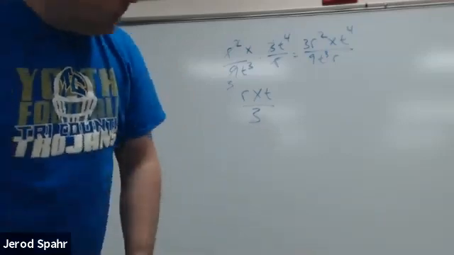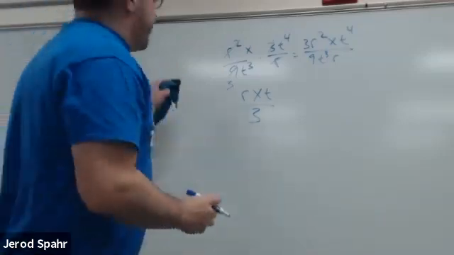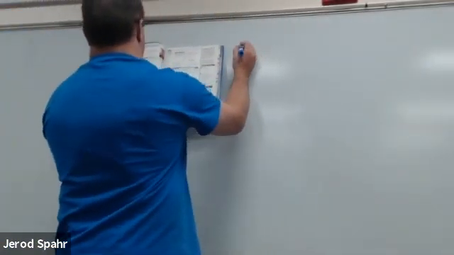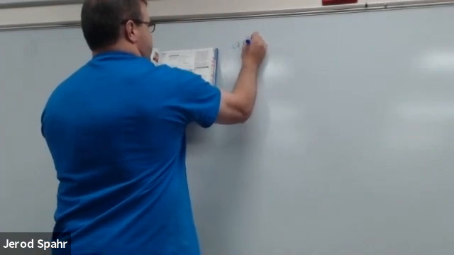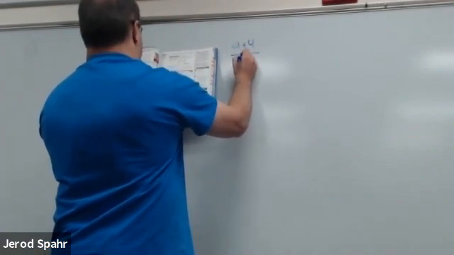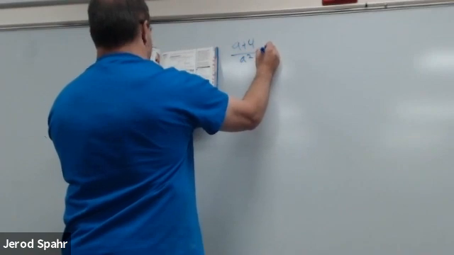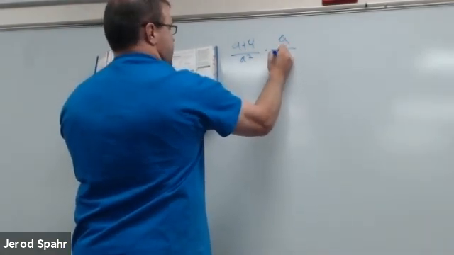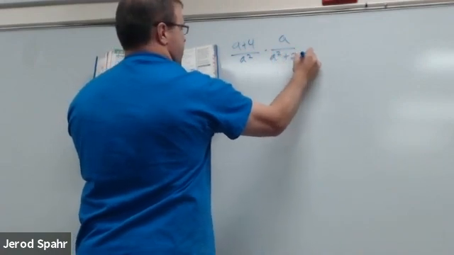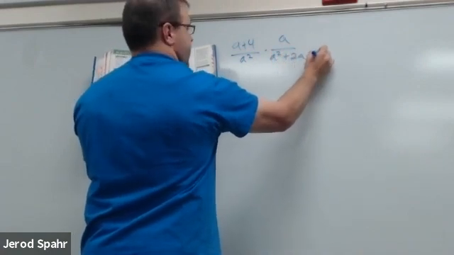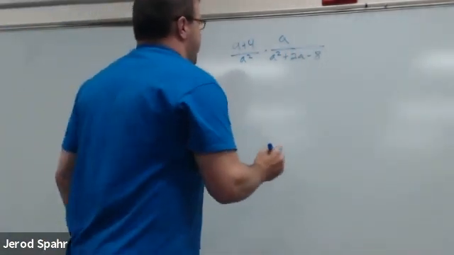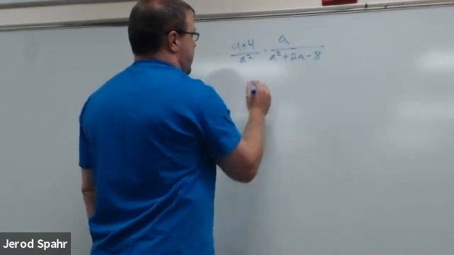They have another one. Next example is a little more complicated because they have a plus in there. Man, they just got to go and put addition and subtraction signs in there. A plus 4 over a squared times a over a squared plus 2a minus 8. Okay, so we have this. So I look at this and I say, well, I'm going to factor this one right here.